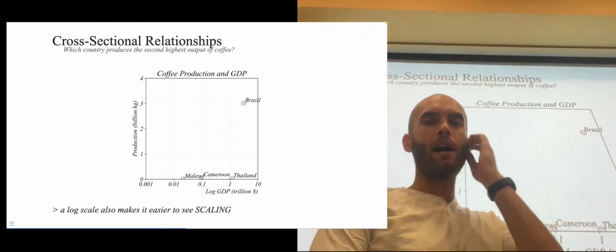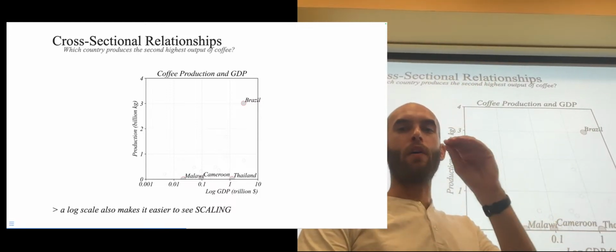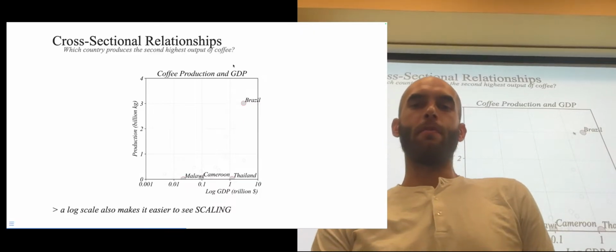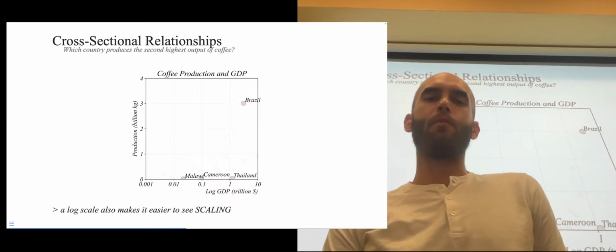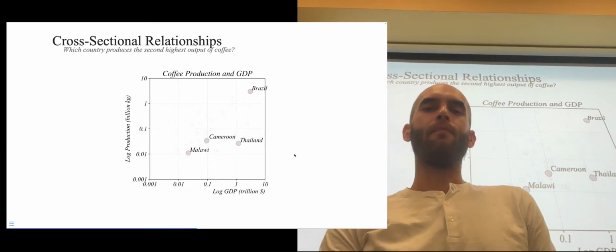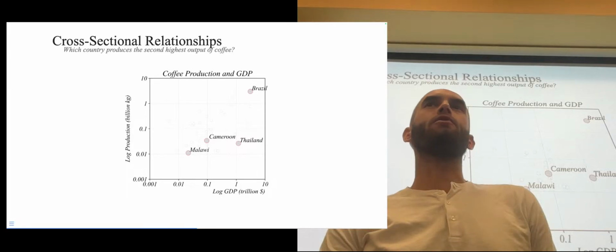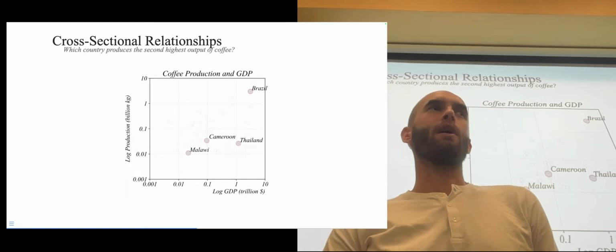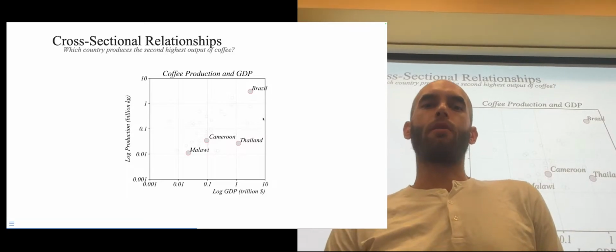Okay, so we can also ask questions on the vertical axis. So we could ask questions about the second highest output of coffee, and I have some slides here you could take a look at. I don't want to spend so much time on this. We have a lot to get through today, but I have some sub-questions that are good to walk through.